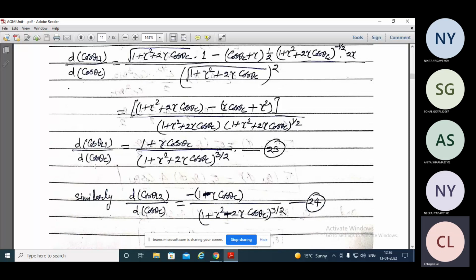Now finally we have Jacobian d cos theta L1 over d cos of theta c, 1 plus gamma cos theta from the upper part, gamma square थी gamma cos theta, that means only gamma cos theta बचा है यहाँ पर, और ये 1 plus gamma square plus 2 gamma cos theta, ये 1 और ये हाफ, इसका मतलब ये 3/2। ये जो इक्वेशन नंबर 23 आ रहा है वो ऐसे आता है.